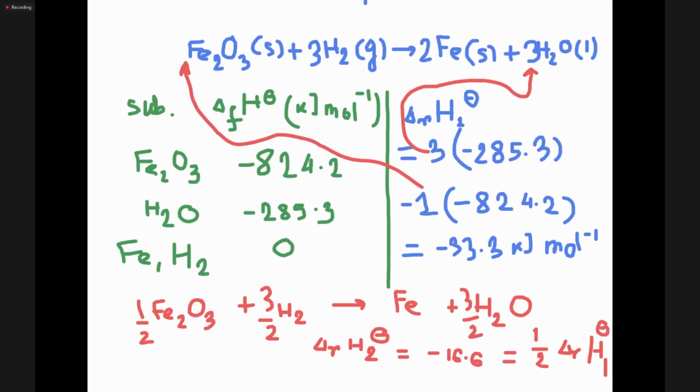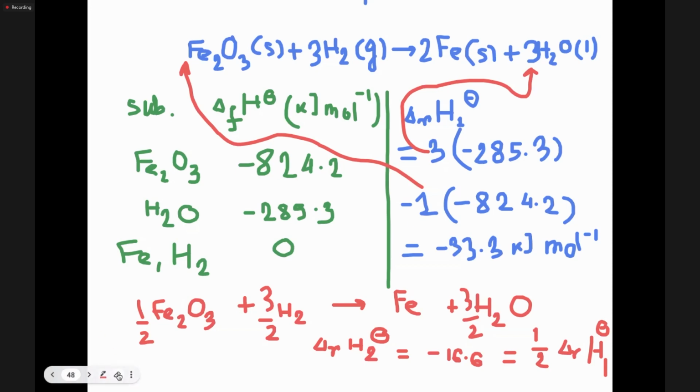So it is quite evident from this experiment that enthalpy is an extensive quantity. Its value actually depends on the stoichiometric coefficient of the reaction that we are talking about. So in the first case, when we balance the equation in one manner, we got the reaction enthalpy as minus 33.3 kilojoule per mole. And also in the second case, when we balance the equation in a different manner, we got the ΔrH2° as just half of the ΔrH1°. So this actually shows that enthalpy is an extensive quantity, not an intensive quantity.